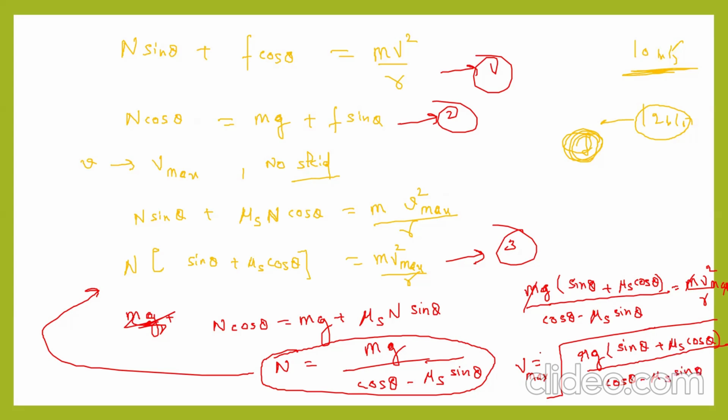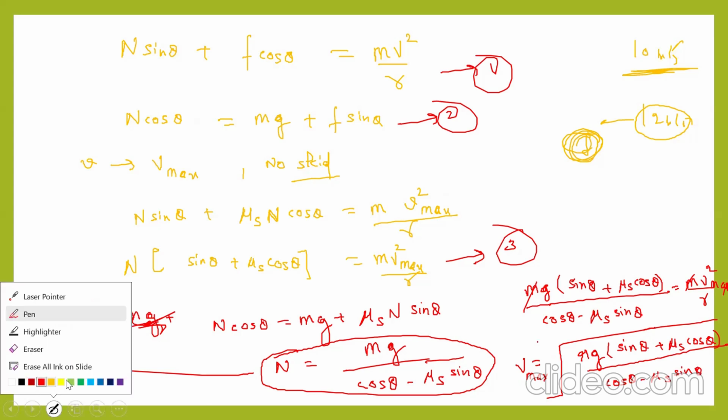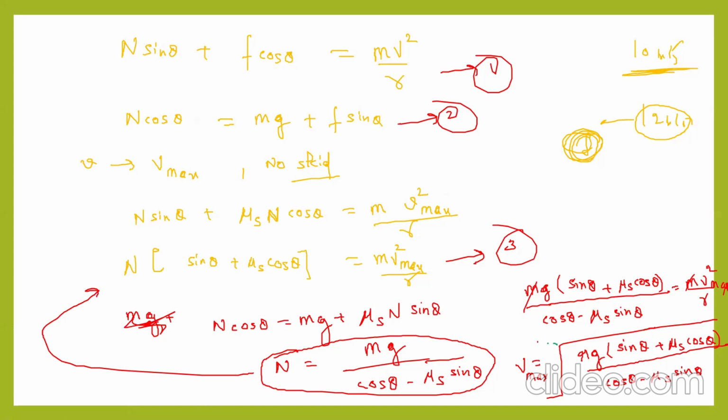Clear, Dinesh? Yes, sir. If you check from the book, you will get it written there. This is the maximum velocity; your car will not skid. You can check, okay? Any doubt? No, sir. Check once again, okay? It is very important. Maximum is under root rg times sin theta plus mu cos theta over cos theta minus mu sin theta. It is exactly correct, the same thing written in the book.